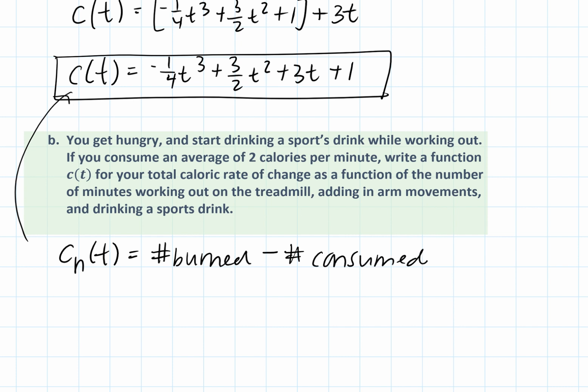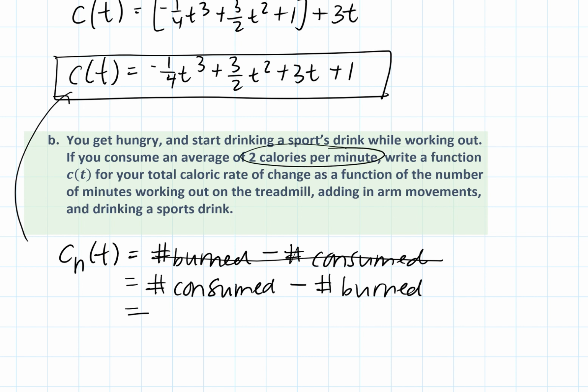If we want a rate of change, right, if you're consuming calories, that would be taking away calories. Oops, that's backwards, isn't it? If you're consuming calories, you're taking them in. And if you're burning calories, they're going away. So the rate of change would actually be the number consumed minus the number that you've burned. So it says you're drinking 2 calories per minute. So again, 2t. If you're drinking for 10 minutes, that would be 20 total calories minus everything you've burned. So minus negative 1/4 t cubed plus 3/2 t squared plus 3t plus 1.